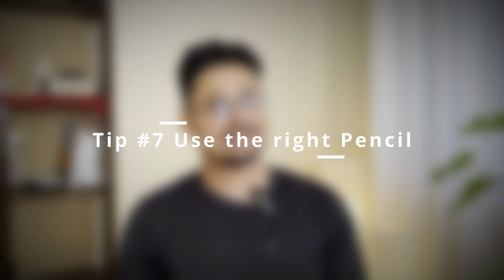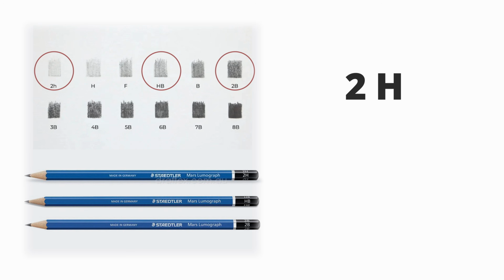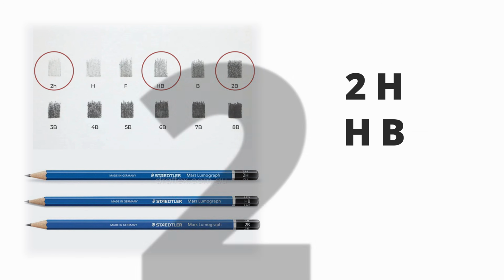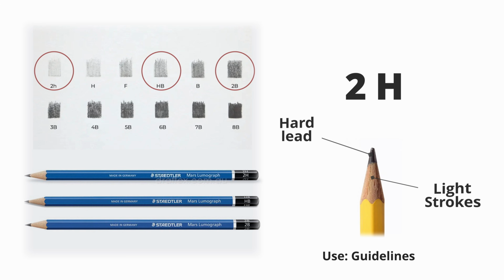And finally, tip number 7 is to use the right pencils. As I've already mentioned, you need to take at least 3 different pencils. The first one is 2H, second is HB, and the third is 2B. Let's talk about 2H first. 2H means that the lead of this pencil is a little hard and the strokes will be light. So naturally, you'll use this pencil to make guidelines, but make sure that you don't apply a lot of pressure.